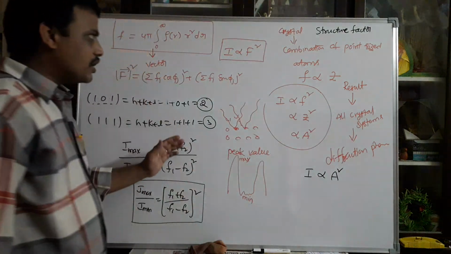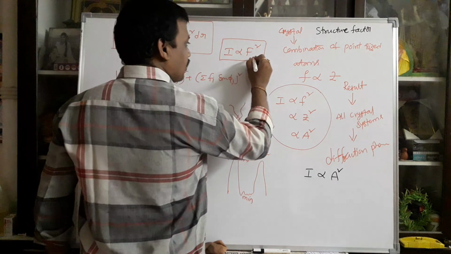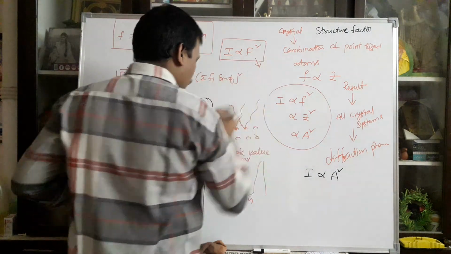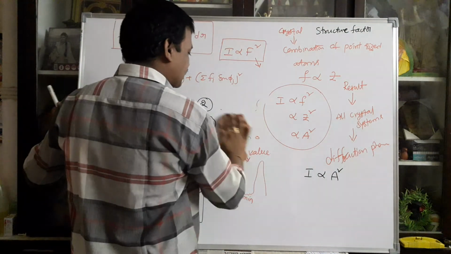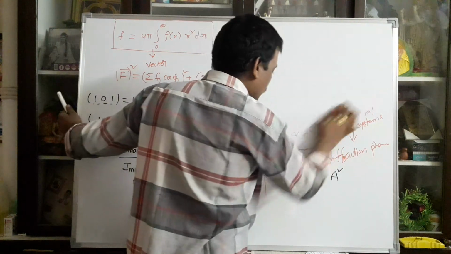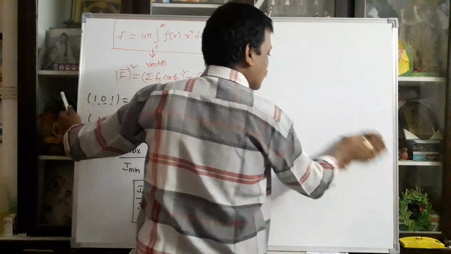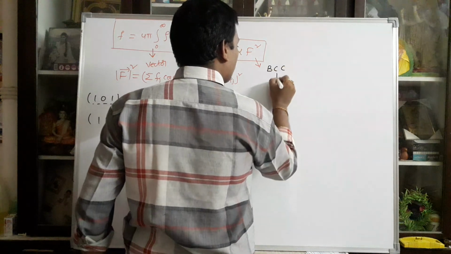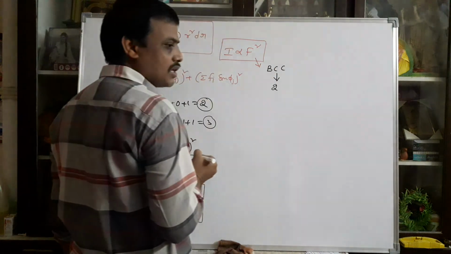I have clearly explained the calculation up to this, I is proportional to F square. After completing this, we can take one crystal example, one crystal structure, the body centered cubic structure, which is nothing but BCC. For the BCC lattice, how many lattice points are there? 2 lattice points are there.